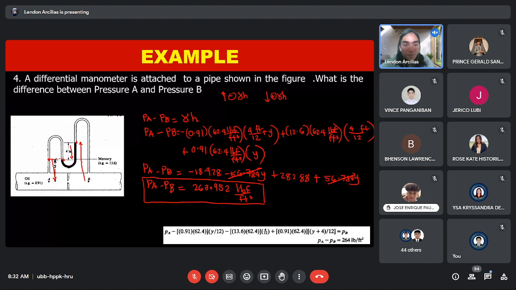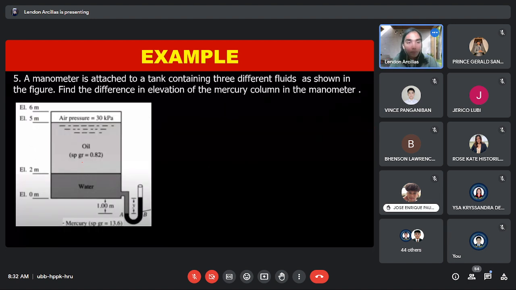So, the fifth example. A manometer is attached to a tank containing three different fluids as shown in the figure. Find the difference in the elevation of mercury in the column. So, ang inahanap dito is PA minus PB. Okay, mas malaki yung PA sa PB.